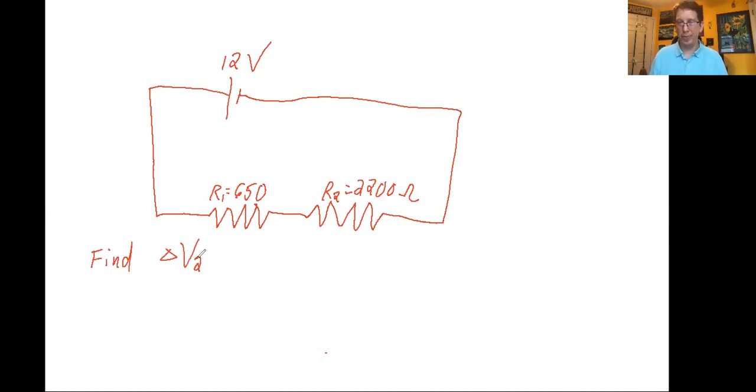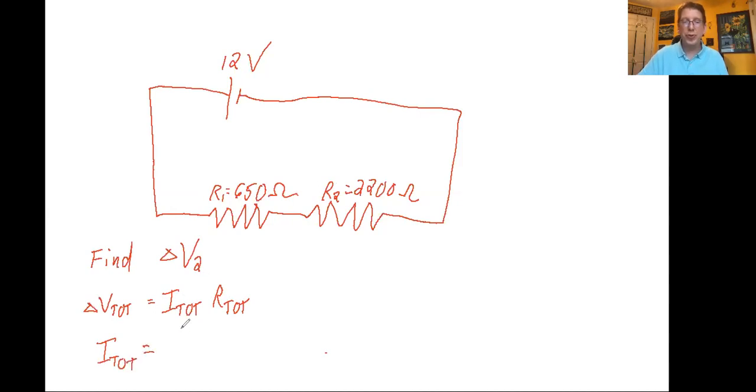So what do we know? Well, we can apply Ohm's law to the total circuit, but we can also apply Ohm's law to each resistor. So we know that delta V total is equal to I total times R total. Now, we don't know what I total is yet, but we can figure out R total from what we're given. R total is the sum of the two resistors because they're connected in series. So that's 2,850 ohms.